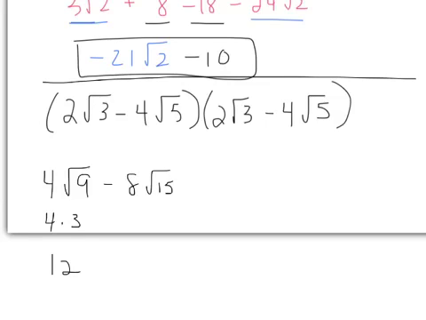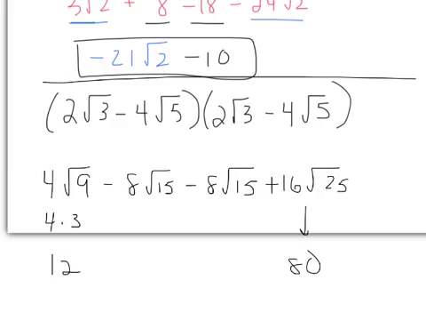Inner, another negative 8 root 15. And then last would be 16 root 25, and 16 times 5 is 80. Good. So that's going to carry down to 80. What about the middle terms? Add them together. They don't cancel, right? Common mistake is to say they cancel. They don't. What is it? Negative 16 root 30?